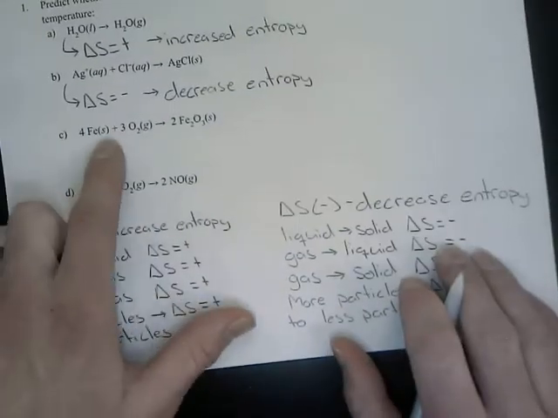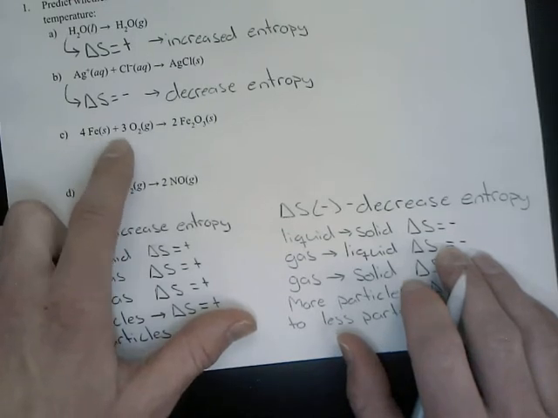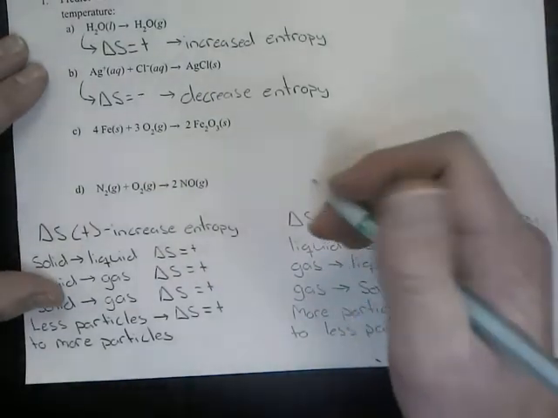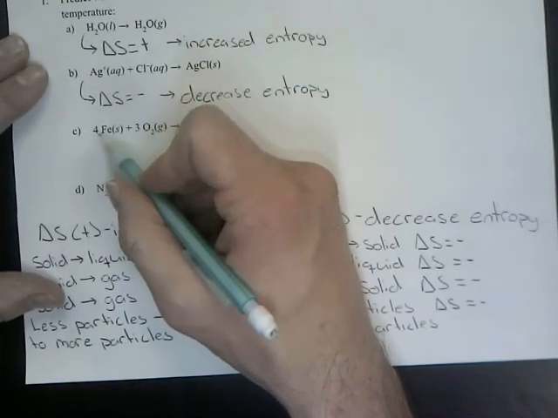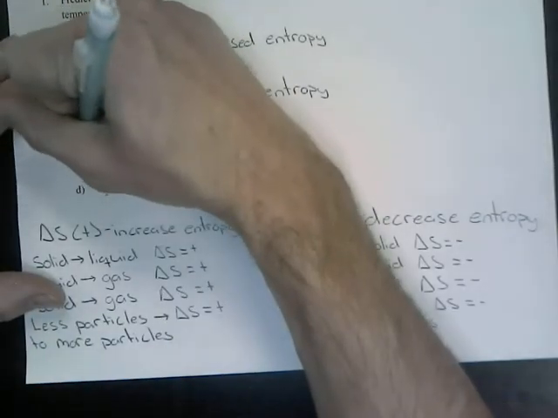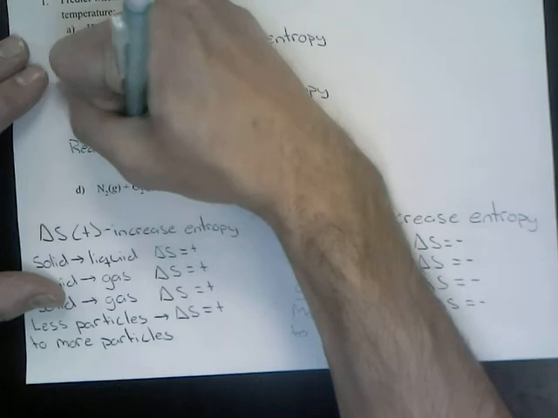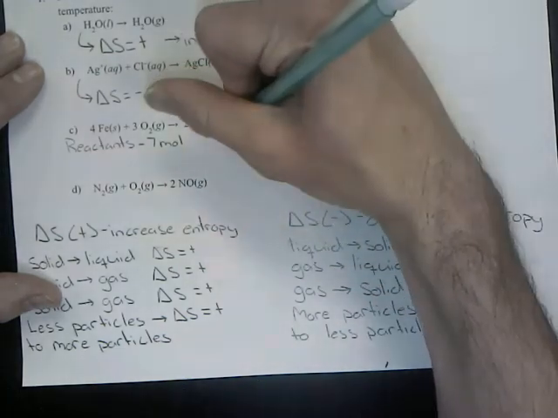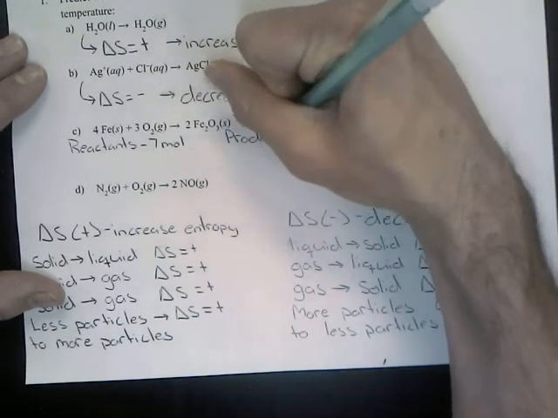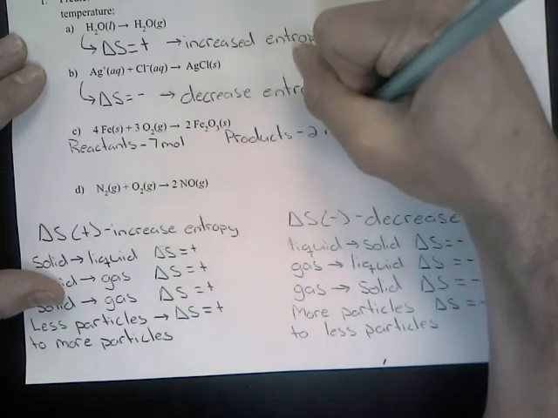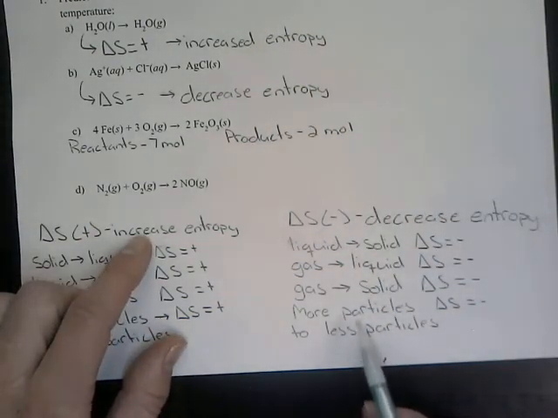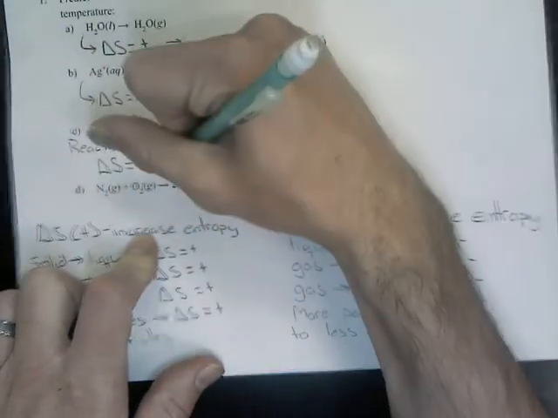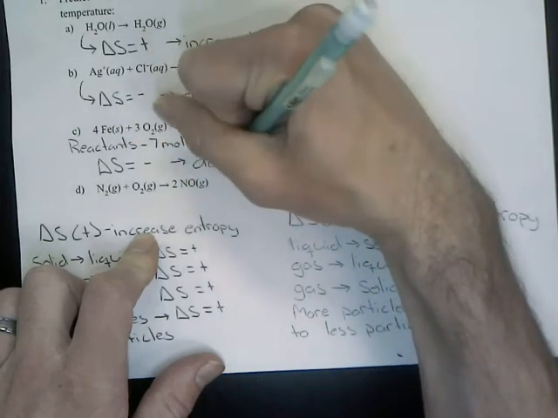Now, on this one, we have some different states of matter, so our states of matter aren't necessarily going to help us out. But check this out. Our reactants, we have 4 plus 3, so there are 7 moles. And then on our products, we only have 2 moles, or a coefficient of 2. So again, more particles to less, delta S is negative. That means we have a decrease in entropy.